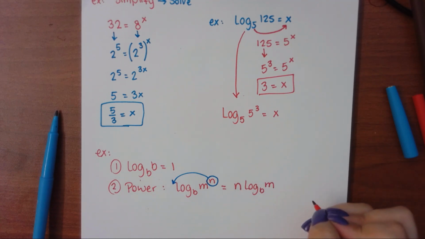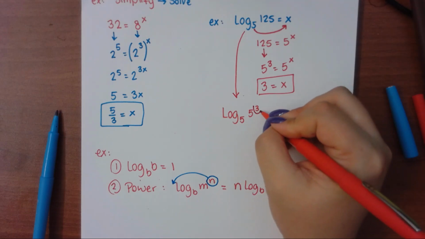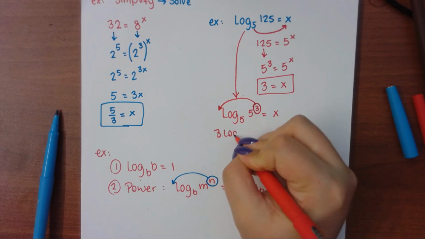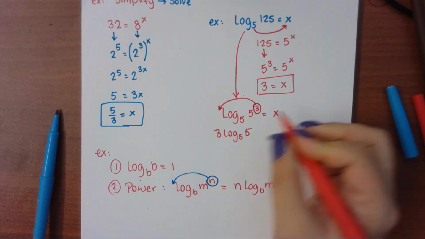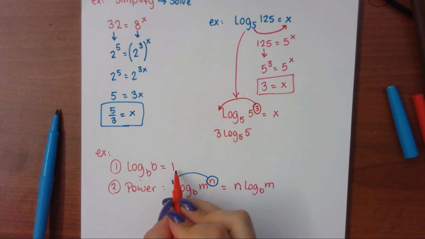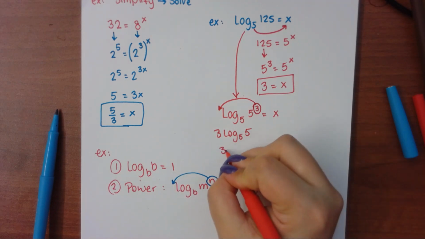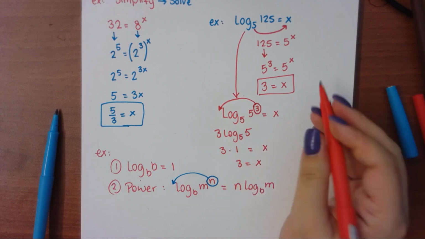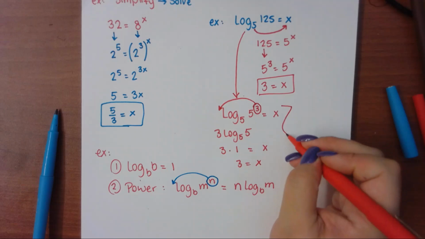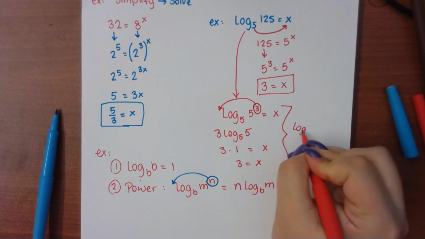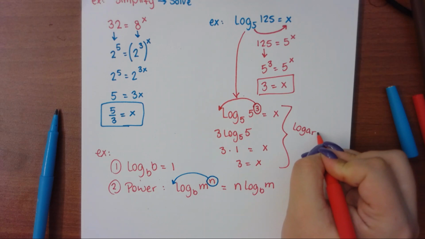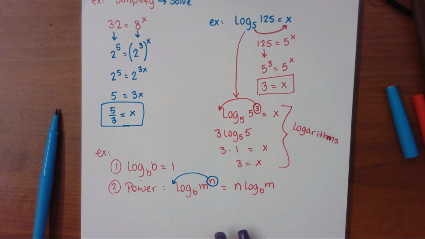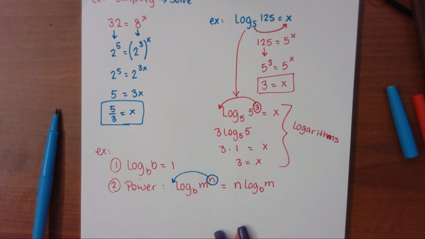So up here, because I have a power in the logarithm, I can write it out front, being 3 log base 5 of 5. Log base 5 of 5 is 1 because it's log base b of b. So this becomes 3 times 1, which equals x, which is just 3 equals x. So there are multiple ways to look at this problem. This is using logarithms in order to solve and simplify.